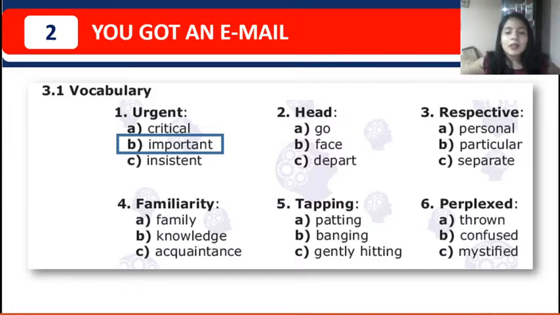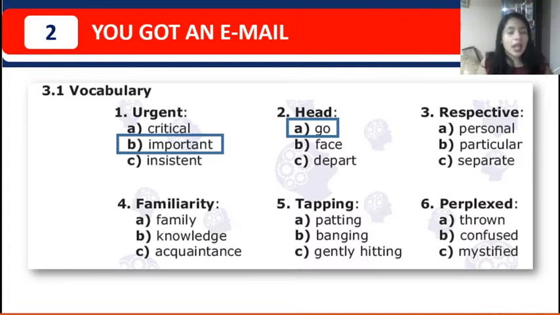What is the meaning of head? Here we have, very good, yes, it is to go. Okay, head means to go. Excellent, very good. Very good, guys, excellent job.